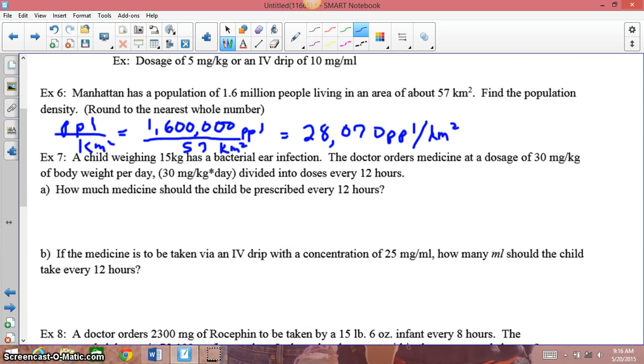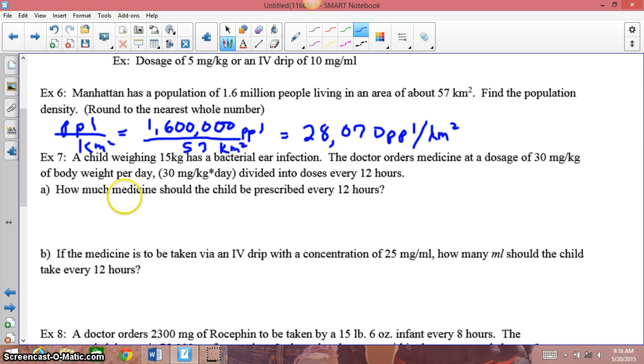Now, example 7 and 8 do step it up a notch. All right, these will be where we'll be looking at our dosages for medicine. So those of you that are interested in nursing, you may find some of this to be somewhat familiar or intriguing. In example 7, you have a child weighing 15 kilograms, and they have a bacterial ear infection. The doctor orders medicine at a dosage of 30 milligrams per kilogram of body weight per day. And so that is written in such a form like you see here in parentheses. 30 milligrams per kilogram day are 2 units, but they're both going to be on the bottom. This is the one exception to the rule of where you would have more than 1 unit on either the top or the bottom. And then that dosage is divided into every 12 hours.